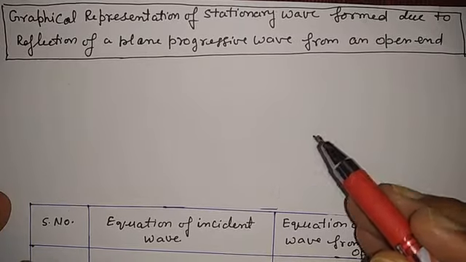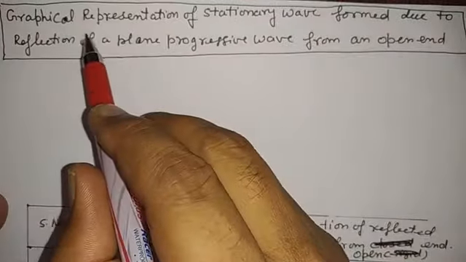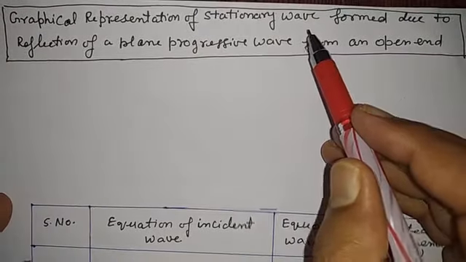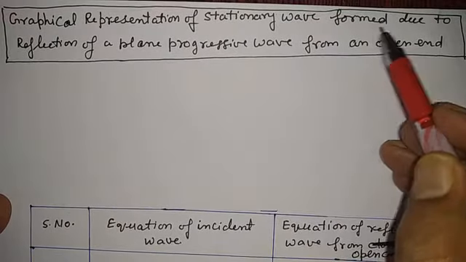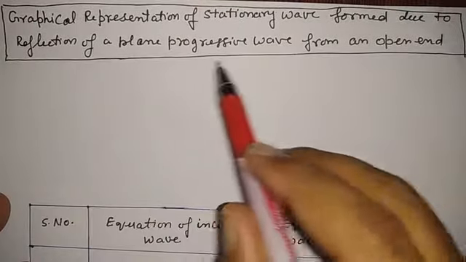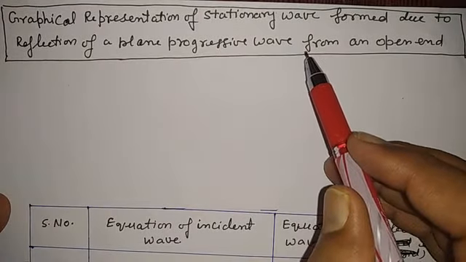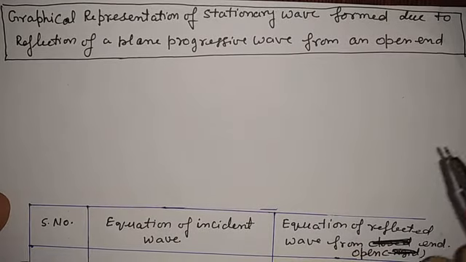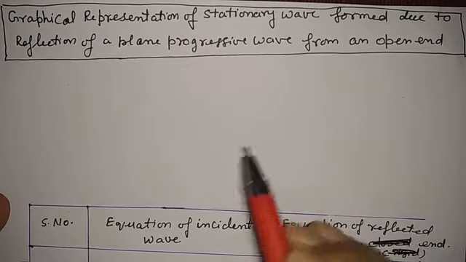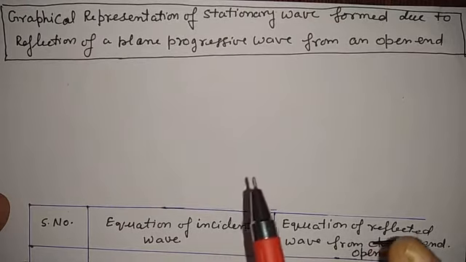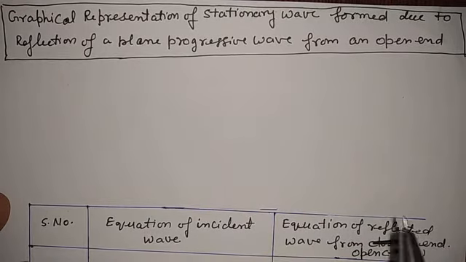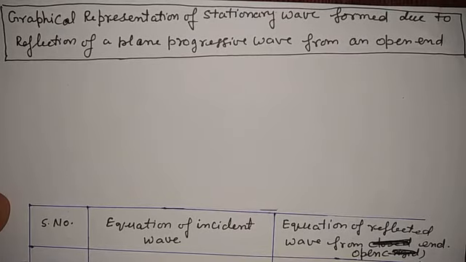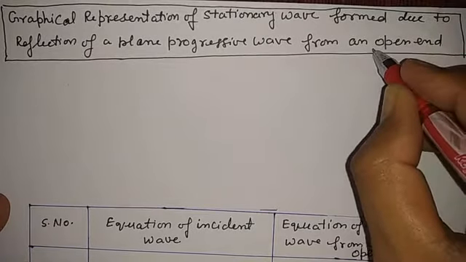Hello everyone. We are going to see the graphical representation of a stationary wave formed due to the reflection of a plane progressive wave from an open end. So see here carefully how we will make a mathematical and graphical representation to form a stationary wave through an open end.